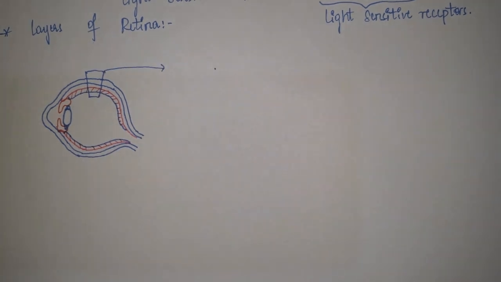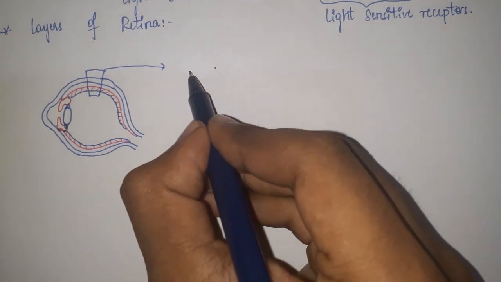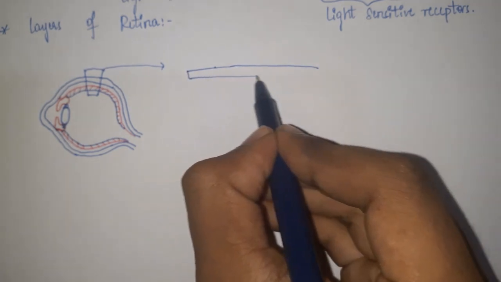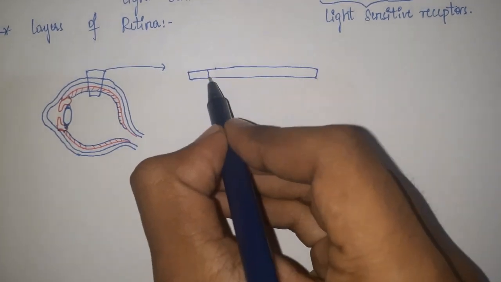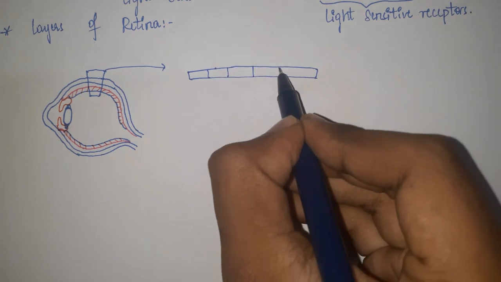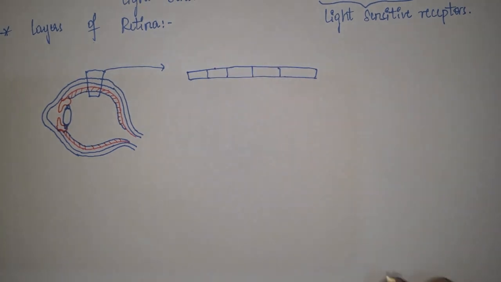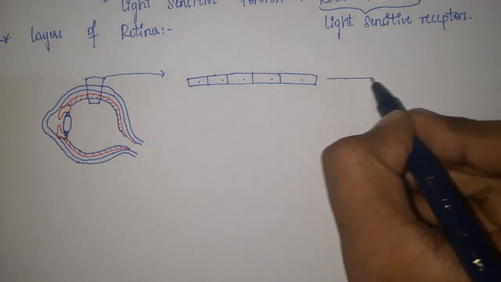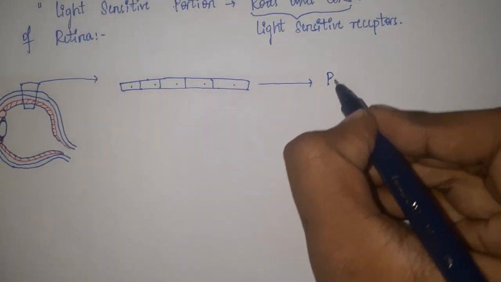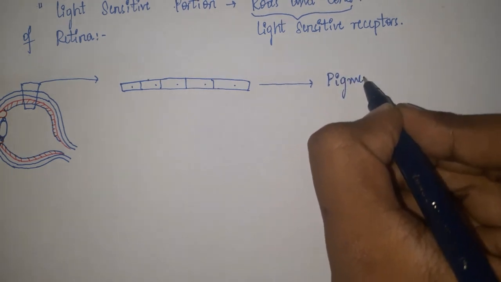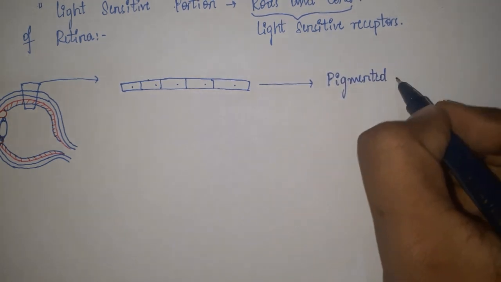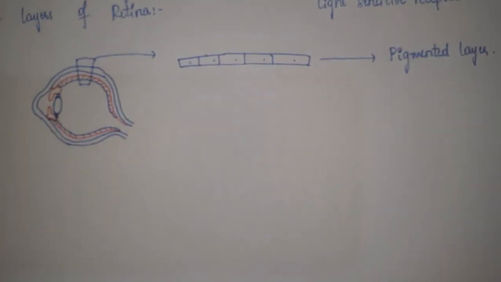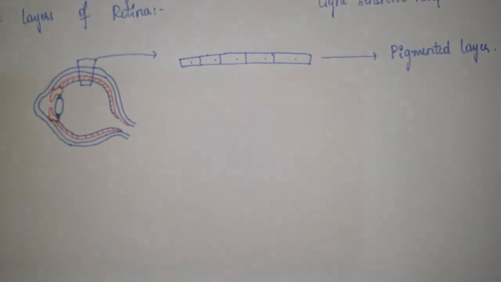The first layer of the retina is the pigmented layer. This is the pigmented layer, which is the epithelium which is pigmented with melanin. And the second layer is the rods and cones layer.